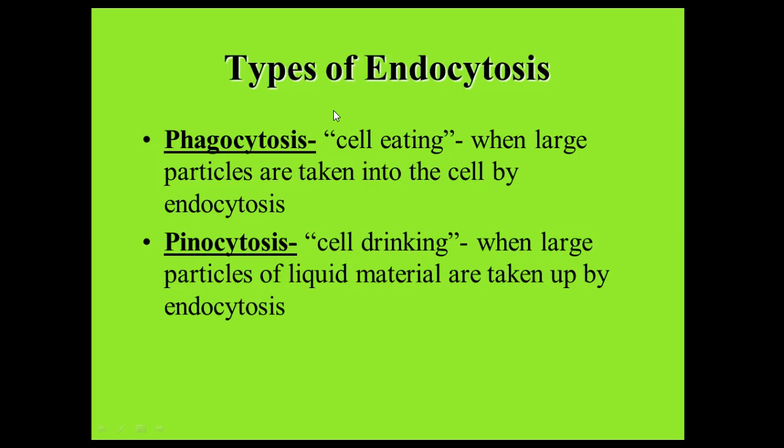There are two types of endocytosis. There's phagocytosis, which is the cell eating. It's when large particles are taken into the cell by endocytosis. And then there's pinocytosis, the cell drinking, when large particles of liquid materials are taken up by endocytosis.